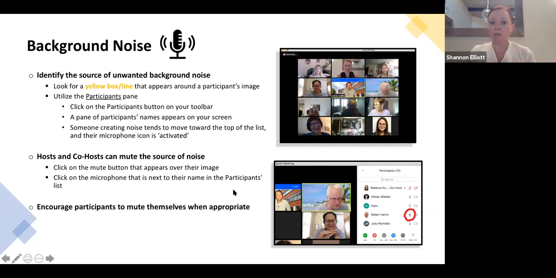So something you can also do before your support group meets each time, you can remind them to mute themselves when it's appropriate. So sometimes there might be several people in the room and they start to have a conversation with each other, and then it's activating this background noise, but they forget that they can be heard by you. So if you encourage them to go ahead and mute themselves whenever they're not speaking, that's helpful for the whole group.